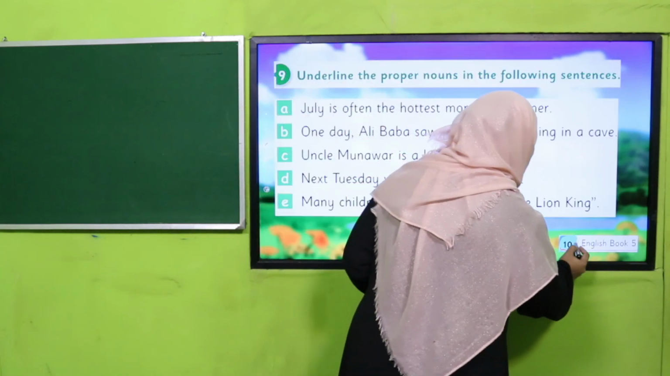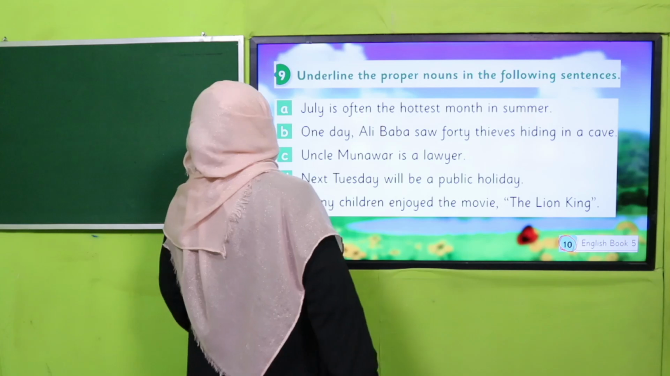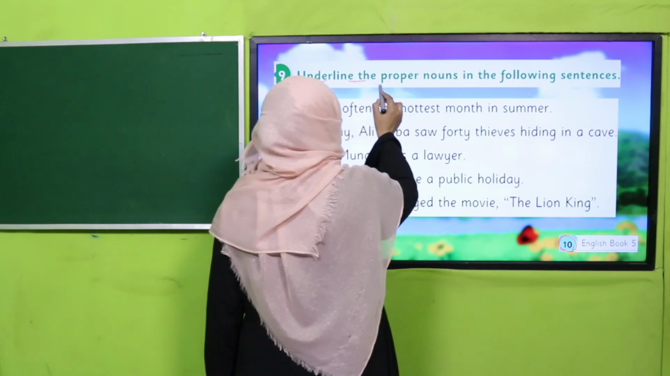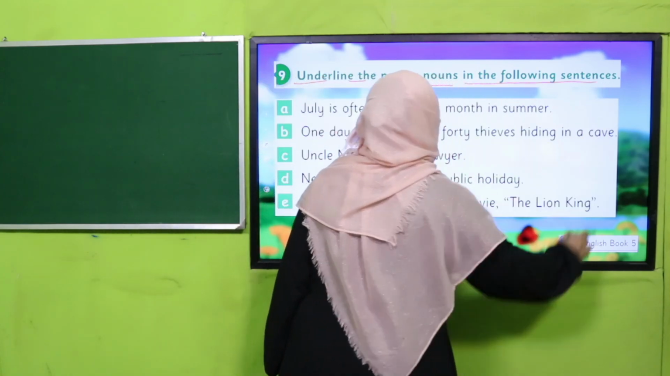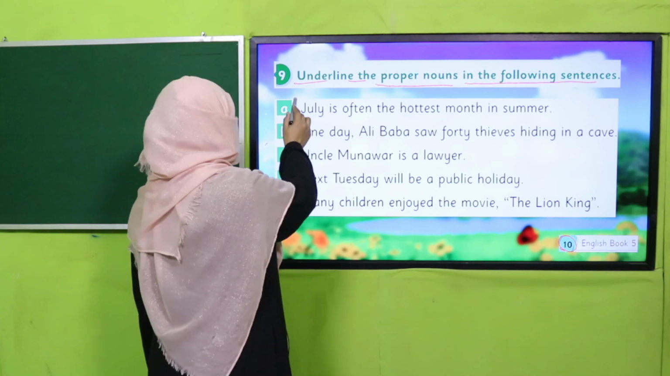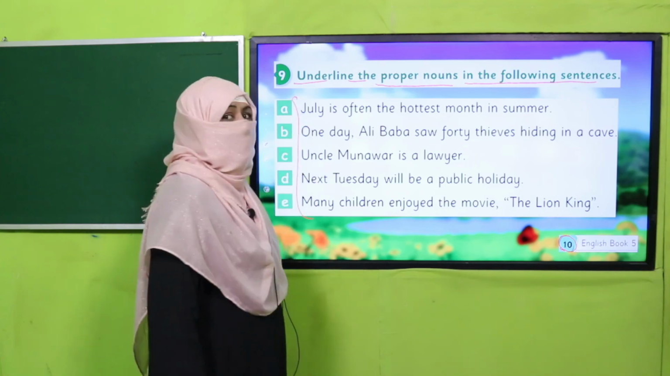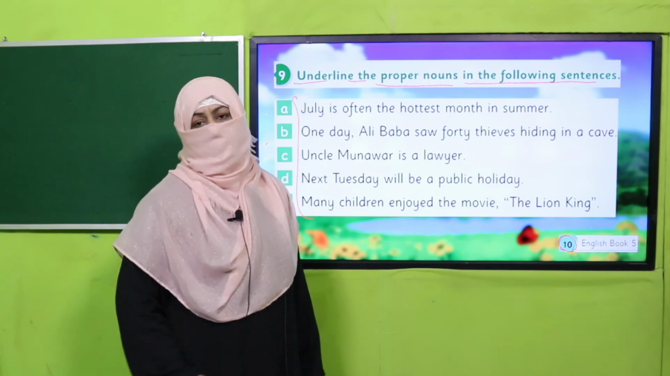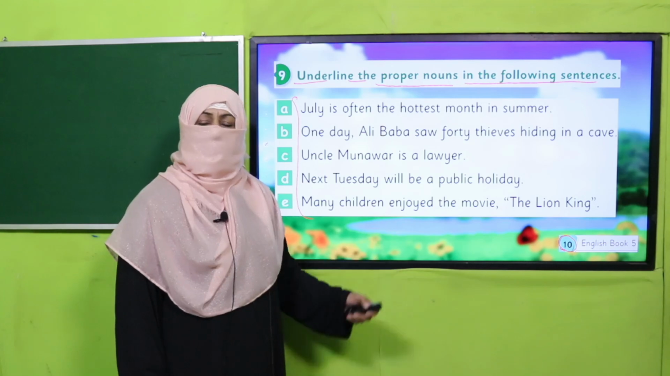Open your book on page number 10. What we are supposed to do: underline the proper nouns in the following sentences. You have to read carefully. There are the sentences. You will read and you will underline proper nouns. So pause the video and complete this exercise.